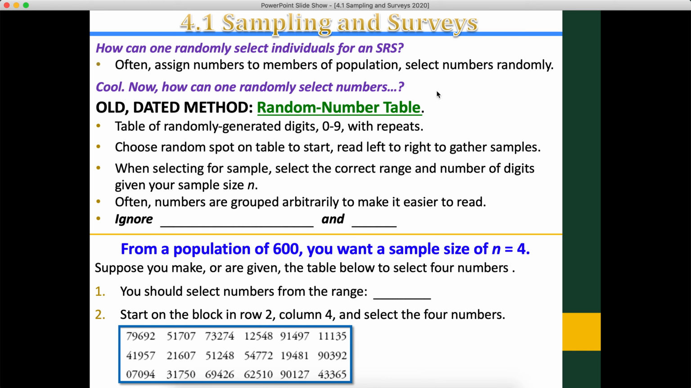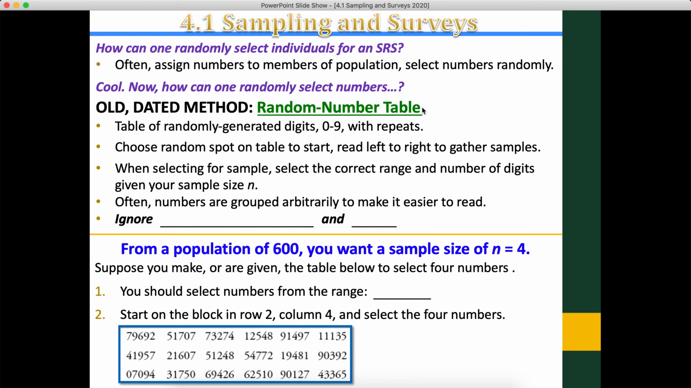Back to this now. How can one randomly select individuals from an SRS? We could assign numbers to members of the population and select. Cool, but like I was trying to get at before, how am I going to randomly select numbers? What's my process for generating a random selection of numbers from 1 to 24? So one of the ways that we can do it, and one of the ways that you might be responsible for on the AP test, is to use something called a random number table.